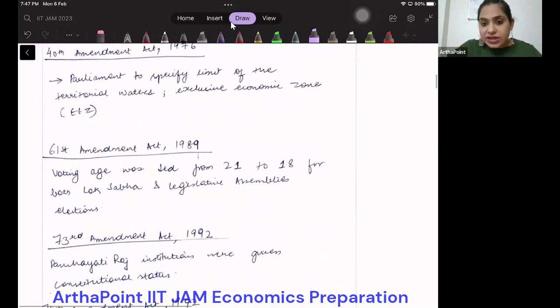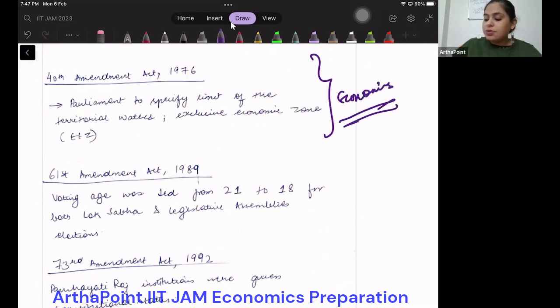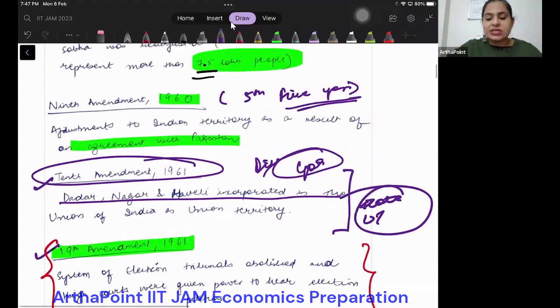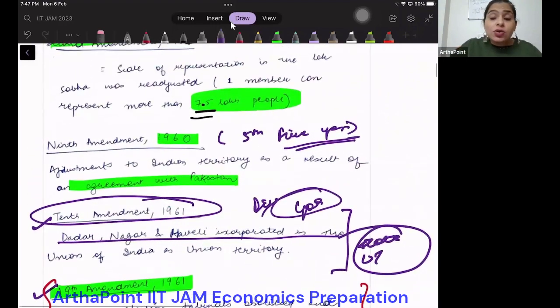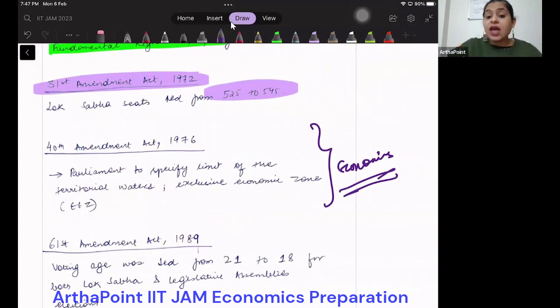Then we had the 40th Amendment Act, and again this is important from our economics point of view, because we have not talked about what our territories are. यहाँ पे तो हमने सिर्फ पाकिस्तान के साथ का टेरिटरी की बात किया 1960 में. We wanted to talk about what part of the waters fall under our territory. What is our exclusive economic zone? Where can I go ahead and mint economics from it?